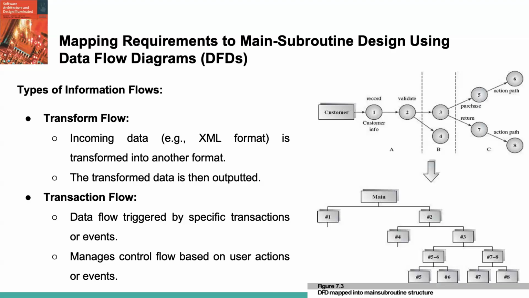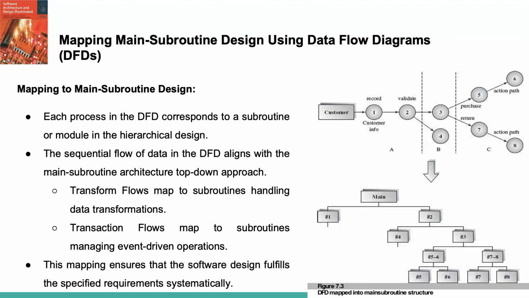Transaction flow is essential in applications where user interactions determine the system's actions, such as in e-commerce, online banking, or interactive web applications. In this part of our lecture, let's discuss how we can map a data flow diagram (DFD) to the main subroutine design architecture, allowing us to systematically design software that meets specified requirements.